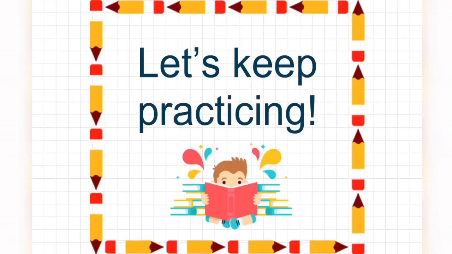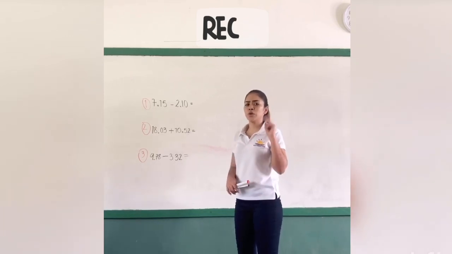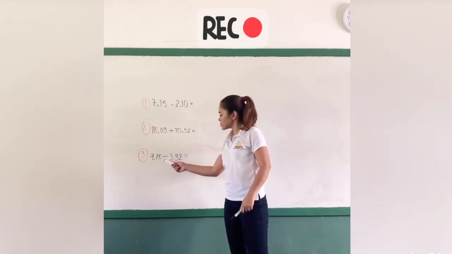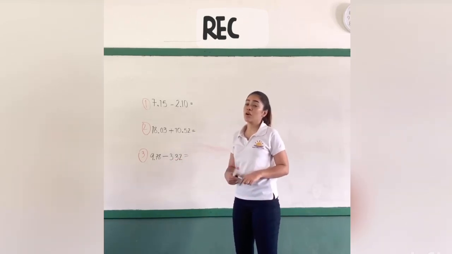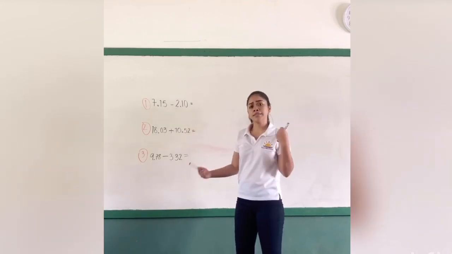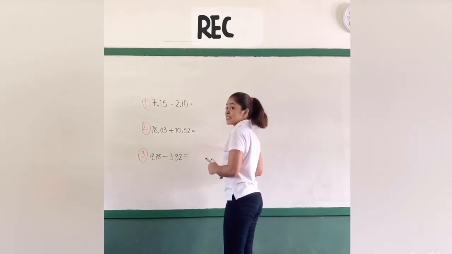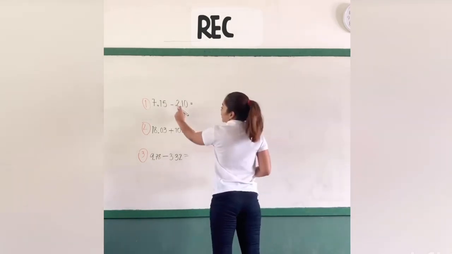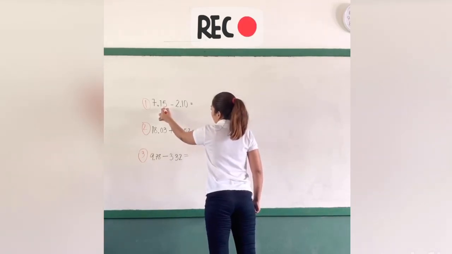Now, we need to keep practicing. Let's do 3 more exercises. Before we start, let's remember 2 important things. Always check if it's add or subtract, and also respect the place value, if it's ones, tens, hundreds, thousands, etc. Let's start. In this case, we have a subtraction. So we're going to do the following.